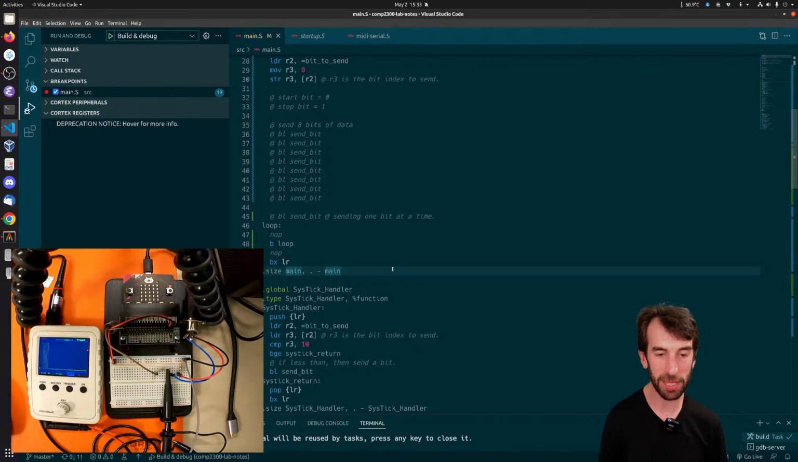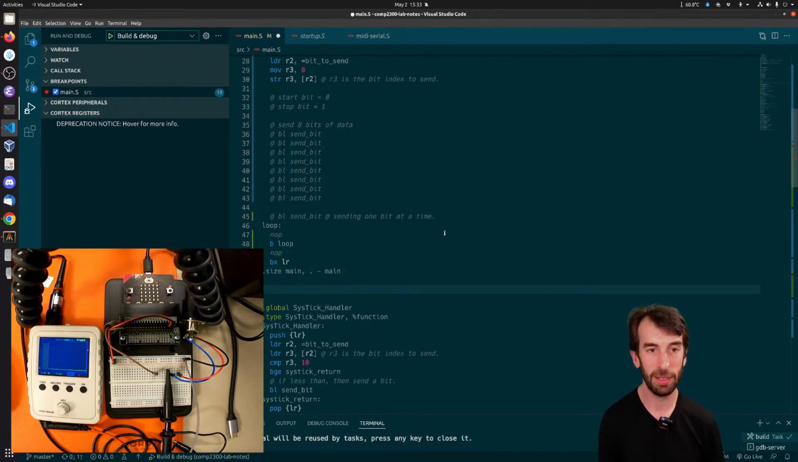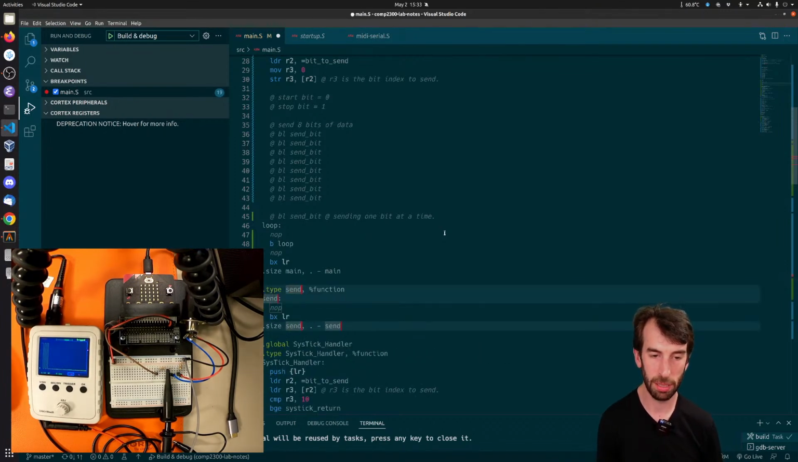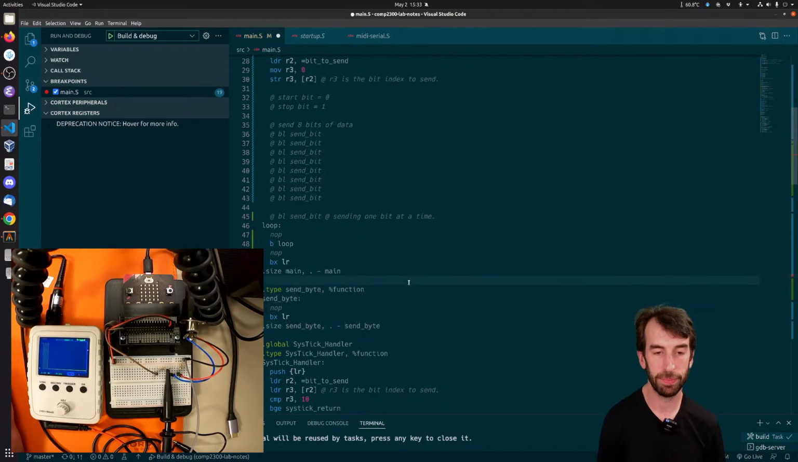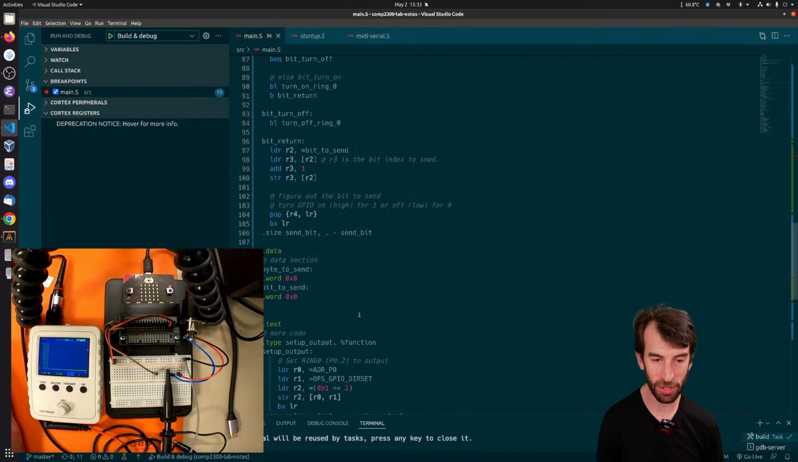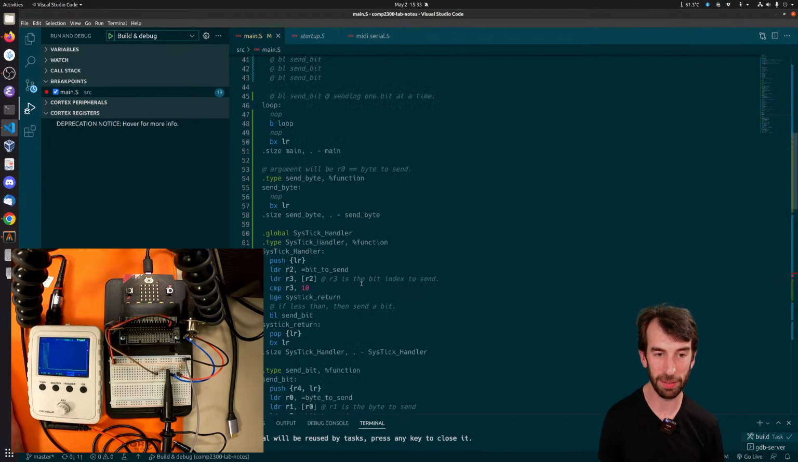So I might actually make myself another helper function, which is going to be send a byte. This one's going to have an argument. The argument will be R0, which is the byte to send. And I'm actually going to initialize my bit to send at 10. You'll see why in a minute.